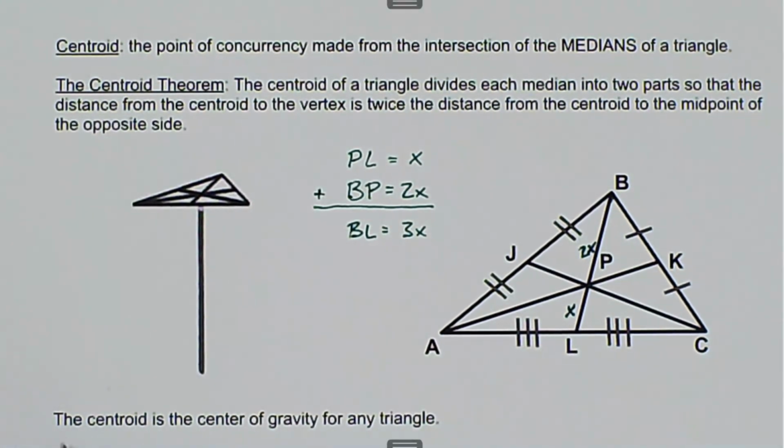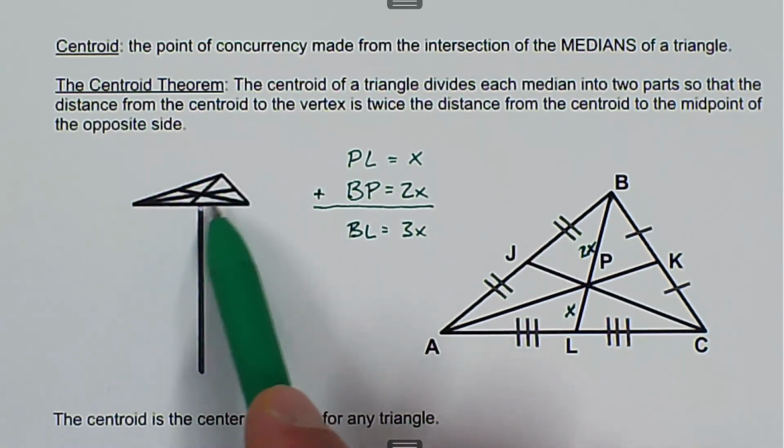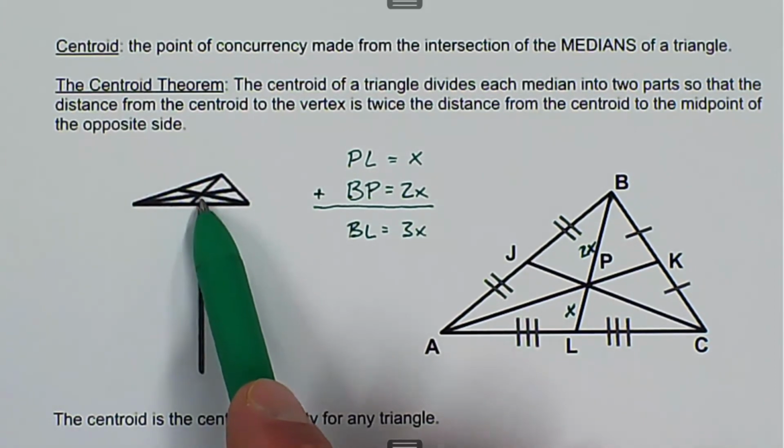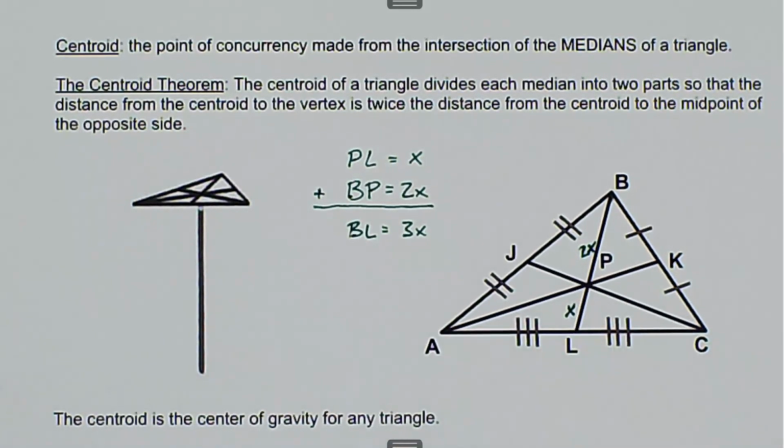Another point to remember, the centroid is the center of gravity for any triangle. So here is just a stick right there, and there's the centroid, and this is demonstrating that the triangle is balanced perfectly and not tipping over on that stick as long as the stick hits on that centroid right there.